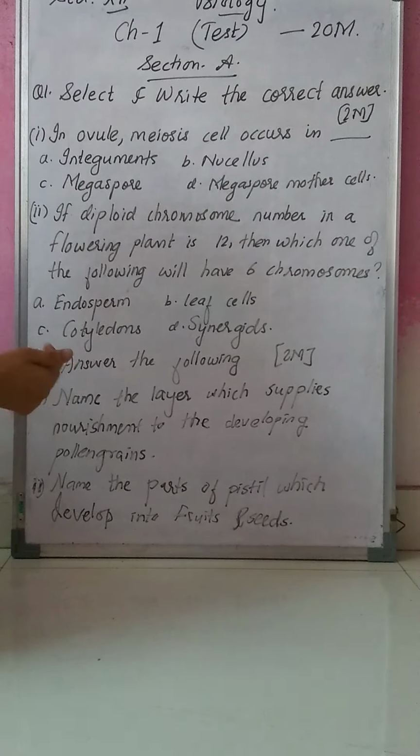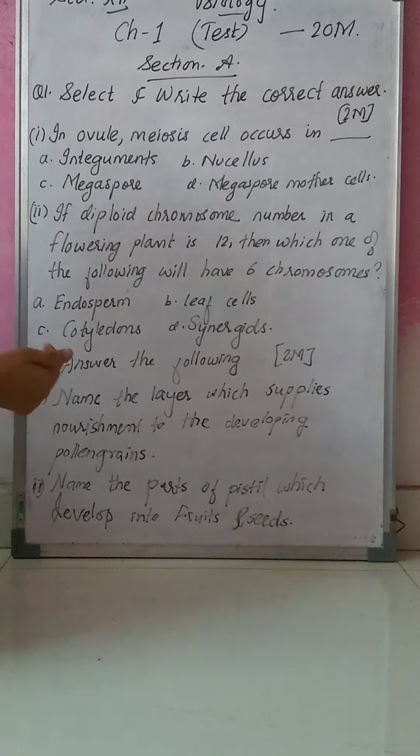Then next is question number 6. Question number 6 is, distinguish between endospermic and non-endospermic seeds. What you have to write here? See, every time I have explained how to write distinguish between, so today also I will explain. You have to make columns, you have to make a table.